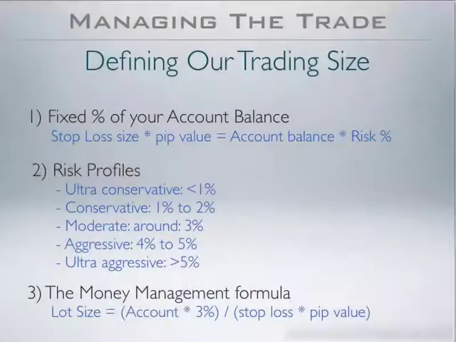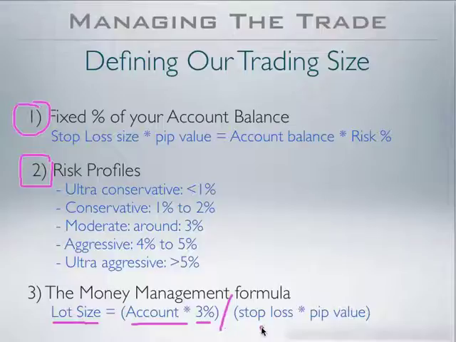Finally, now that we know all about the formula we are going to use, and now that we've decided on our suitable risk profile as a trader, it's time to actually calculate our trading size, our lot size, for any particular trade. What we are going to do is simply apply 3% of our account balance, and divide that by the stop loss value in pips multiplied by the pip value of that particular currency pair. Let me give you a hypothetical trade.